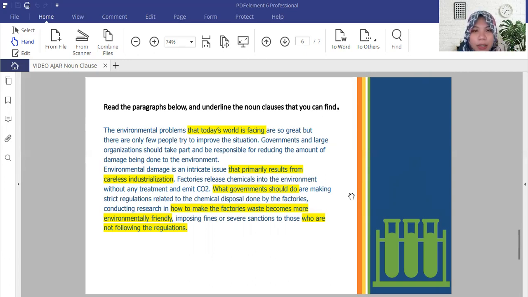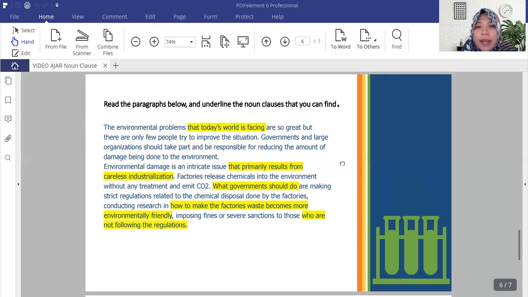And then later on, in the next sentences, even in how to make the factories' waste become more environmentally friendly. In this case, this is after "in", so this should be the object of a preposition. And then the last one, who are not following the regulations, to those who are not following the regulation, this is maybe a kind of indirect object, because this is not clear who are not following the regulation. We do not know yet the people who are not following the regulations. So we are not sure yet. So this is an indirect object.